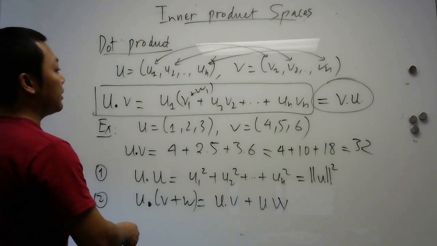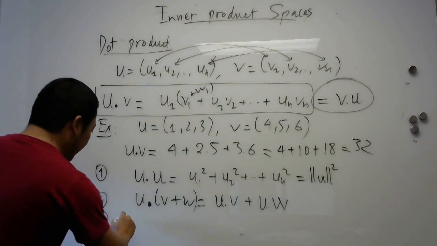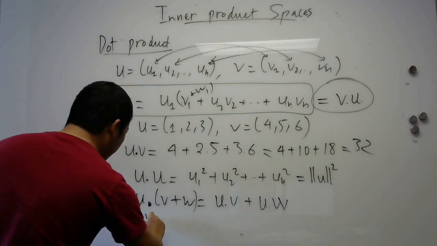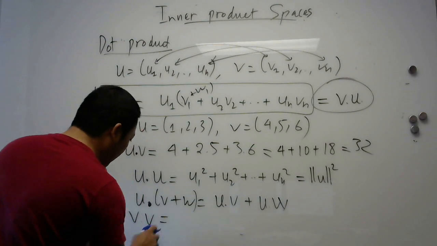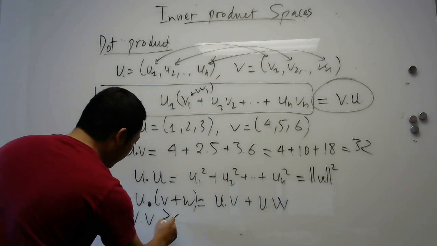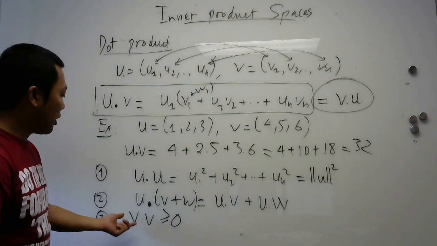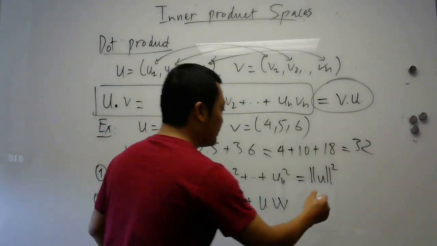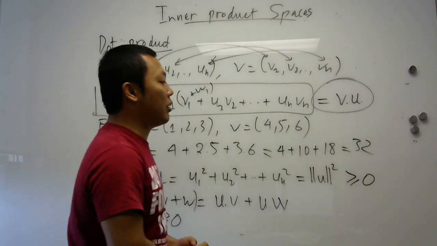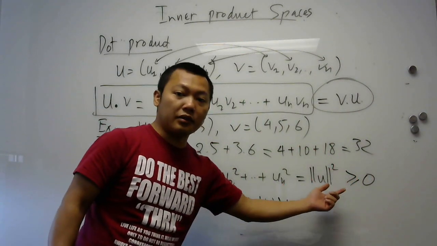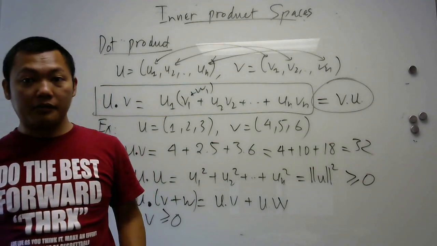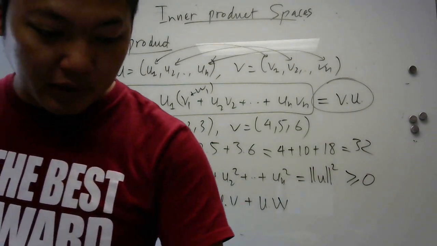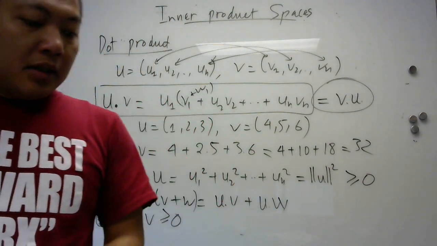And the third property is that the dot product of v with itself is always greater than or equal to 0. This property comes from here, this is always greater than or equal to 0. And the norm square is equal to 0 if and only if that vector is 0. That's it. There's nothing special.